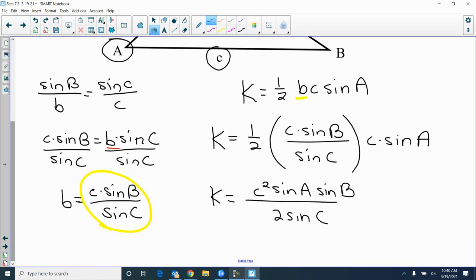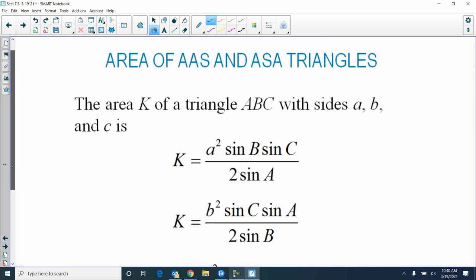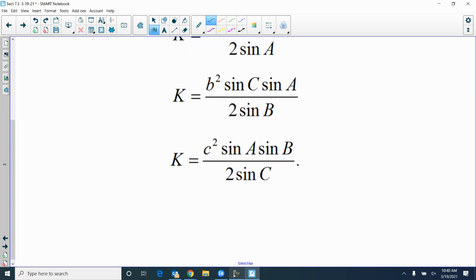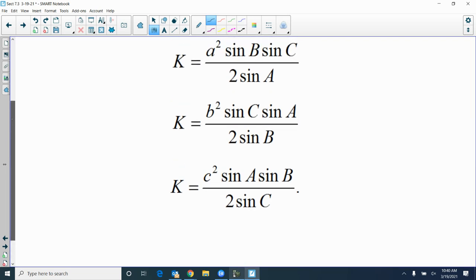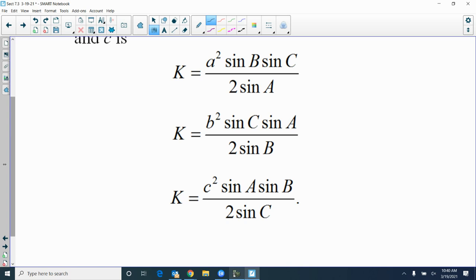So there's one of our equations, depending on what you know. I didn't leave you a lot of room for that other one. Actually, this is that bottom one. C squared times sine of A, sine of B over 2 sine of C. If you just follow the pattern, if we know B, it's B squared, and then sine of B will be on the bottom. And if you know side A, it'll be A squared, sine of B, sine of C over 2 sine A. So hopefully I left you enough room on that last one. It's a little bit small. Okay, so that's angle, angle, side, and then angle, side, angle.